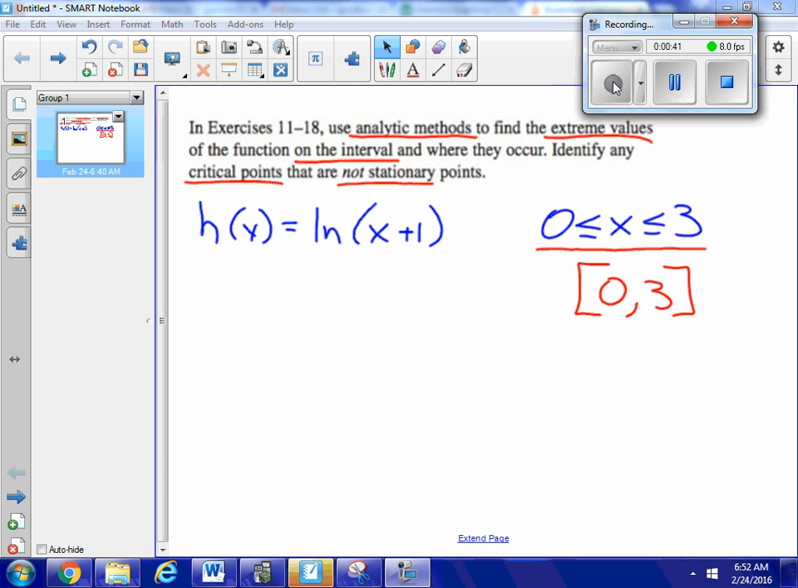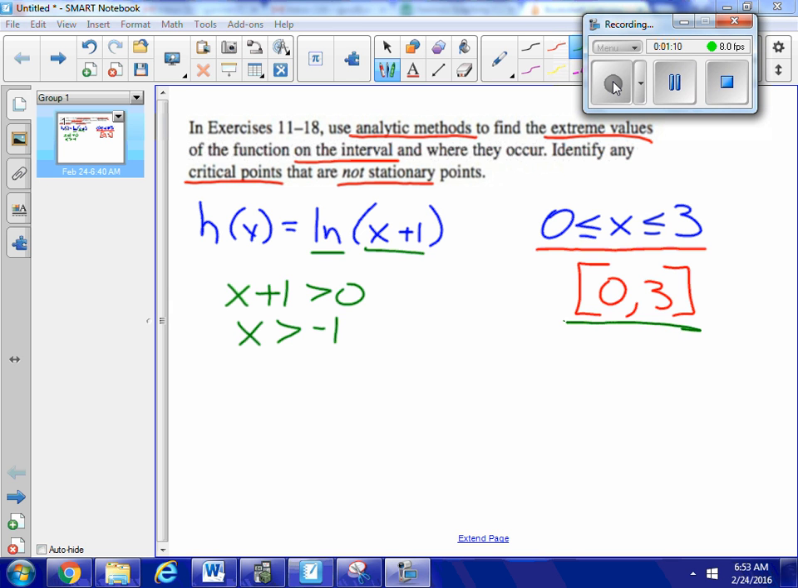So although they gave me the interval here, I still would like to check for the domain of this function, just to make sure there's nothing in that interval that shouldn't be in the domain. So this is a logarithm, and I know that the argument of a logarithm has to be greater than 0. So I'm going to put x plus 1 greater than 0. So x has to be greater than -1. Well, I don't really have anything to worry about because I'm not looking at anything less than -1. That was the interval that they gave me. But I'll just write that here. That was the domain of that problem.